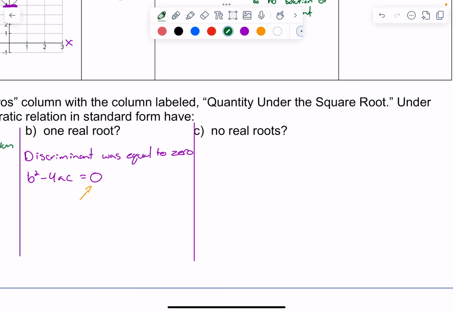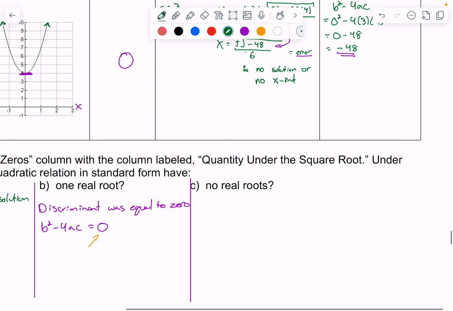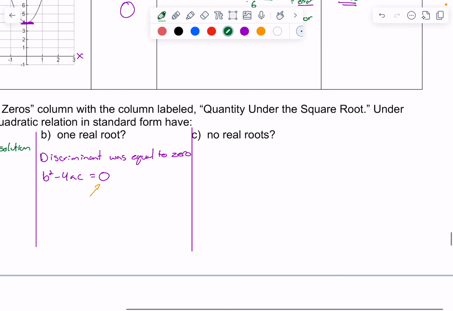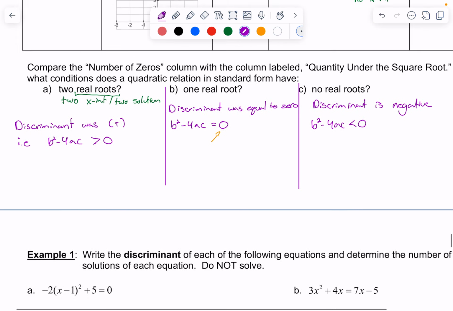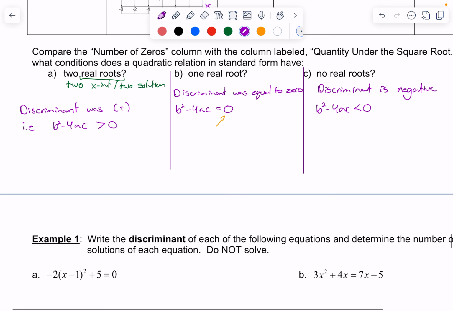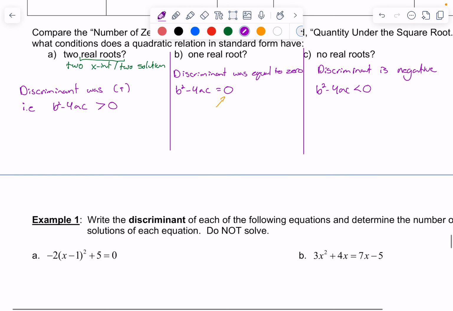And then the last one, no real roots. That was our last scenario, and that was when the discriminant was negative. That's just when the b squared minus 4ac term is less than 0, a negative number. So you're in one of these three camps when dealing with quadratics: bigger than 0, equal to 0, or less than 0.